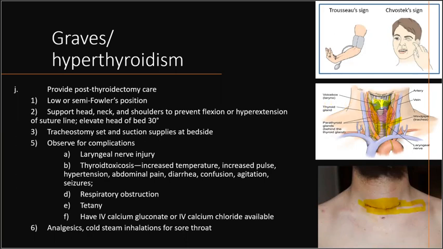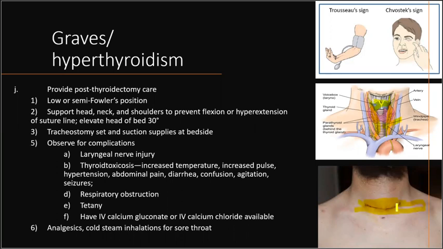So what is our post-thyroidectomy care? We want to nurse this client in a low or semi-Fowler's position because we want to support the head and neck and shoulders. We don't want him flexing or hyperextending this suture line. Elevate the head of bed to 30 degrees.